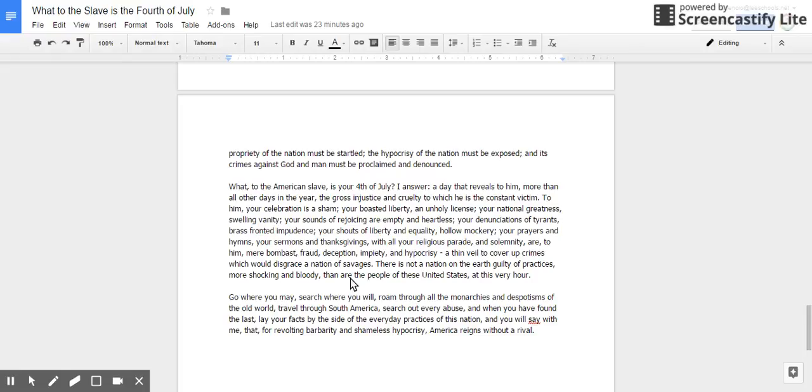And then this is probably the most famous section right here. What to the American slave is your 4th of July? I answer, a day that reveals to him, more than all other days in the year, the gross injustice and cruelty to which he is the constant victim. To him, your celebration is a sham, your boasted liberty an unholy license. Again, this is antithesis over and over again. Your national greatness, swelling vanity, your sounds of rejoicing are empty and heartless.